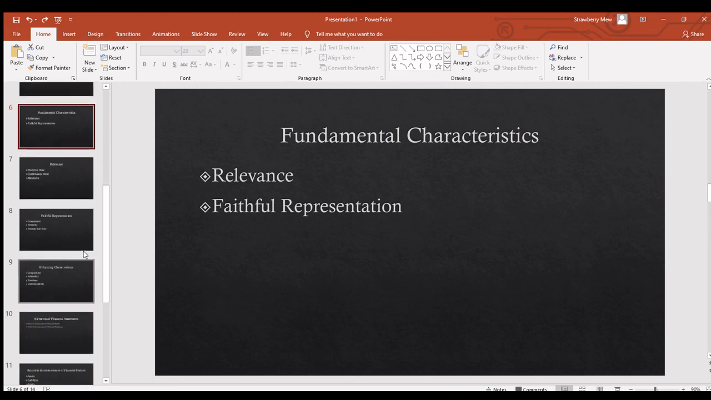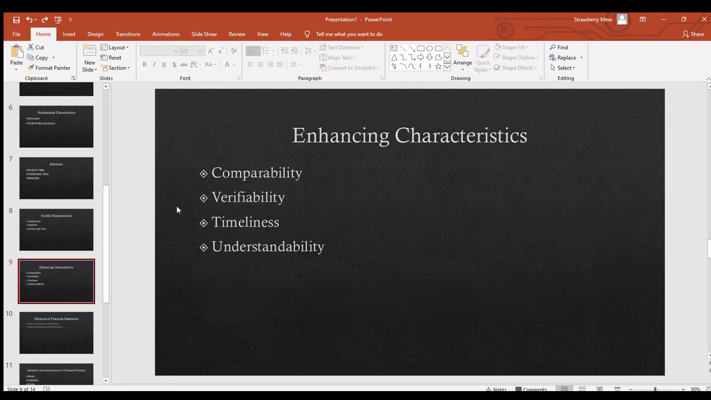So next is we have yung enhancing characteristics. So these characteristics enhance the usefulness of the information to the users. Okay, so hindi naman siya required pero it enhances the usefulness to the users. First is we have the comparability. Next is verifiability, timeliness, and last is understandability.